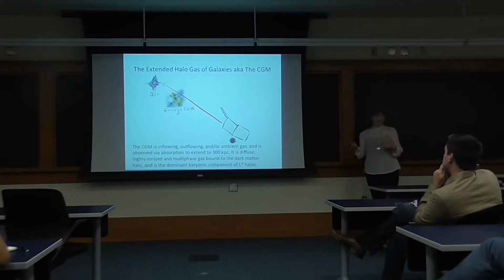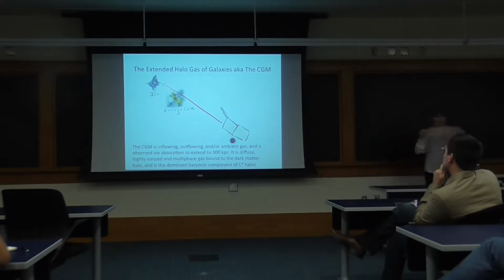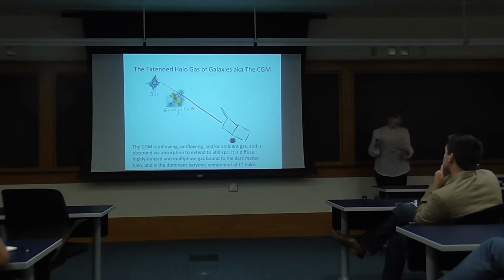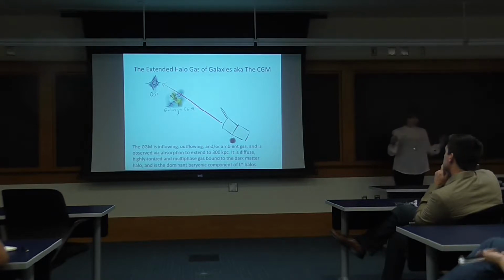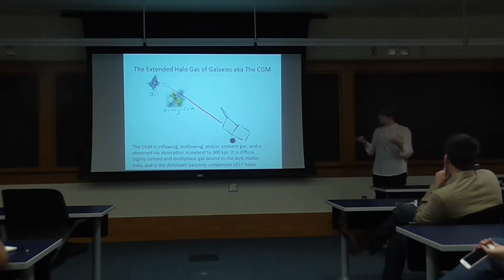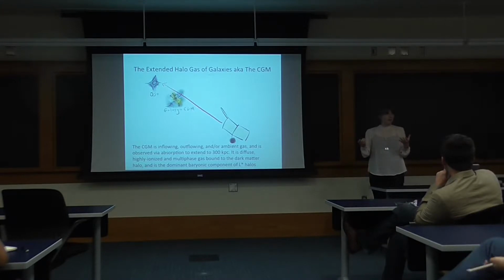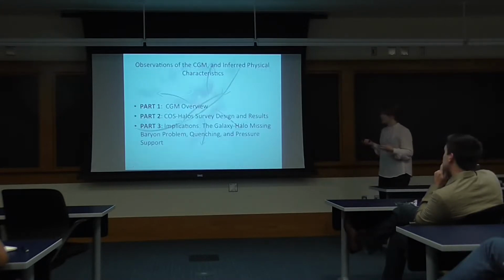So, again, the circumgalactic medium is inflowing material, it's outflowing material, it's disrupted satellite material, it's ambient gas, and it is maybe an important baryonic component of galaxies that we haven't yet considered.